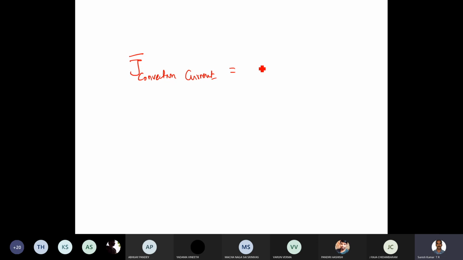Z vector is the volume charge density which is moving at velocity u vector. So if you multiply these two, you will get the total current density, the volume current density. The unit is ampere per square meter.